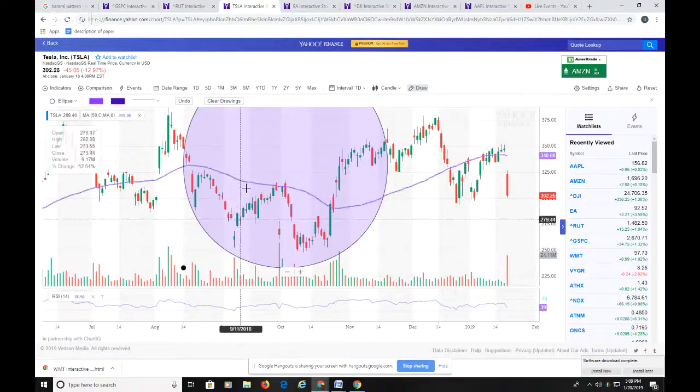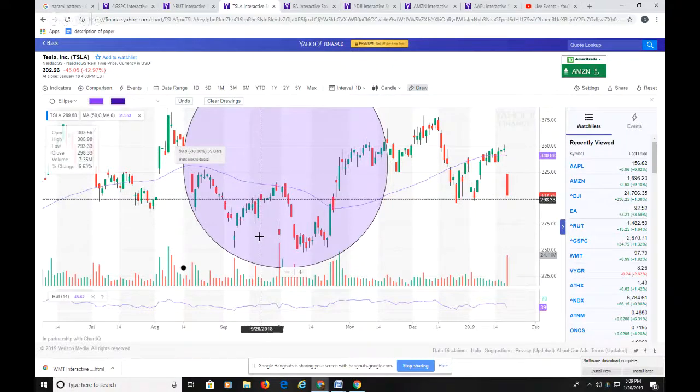Tesla chart here, going back to October. What have we got that's of interest? Well, I believe we have an engulfing. Yes, we have an engulfing. This is a bearish engulfing.